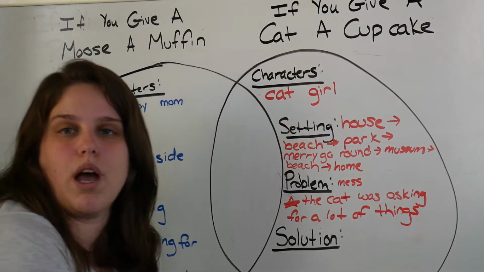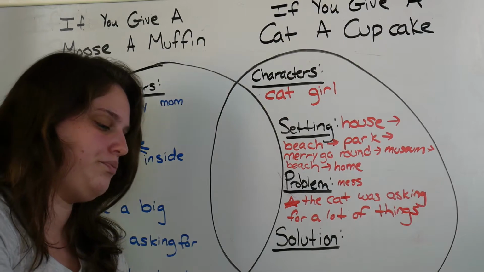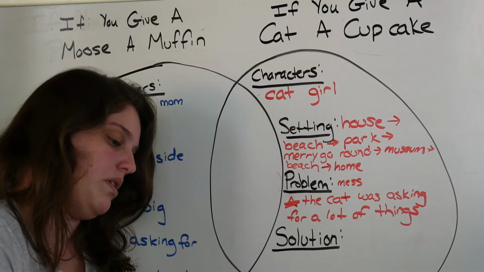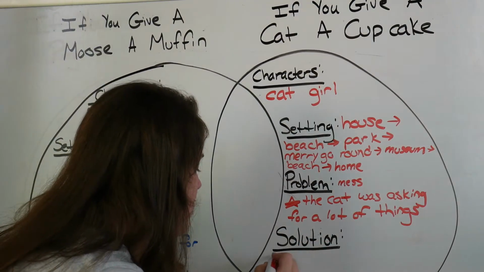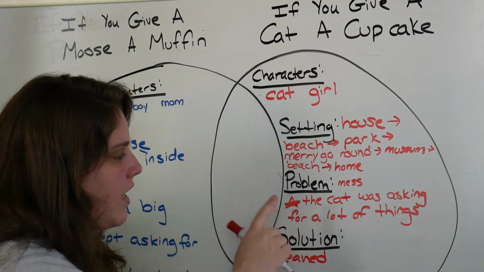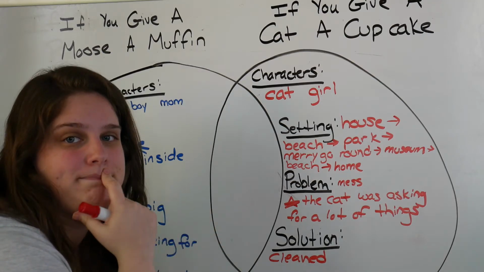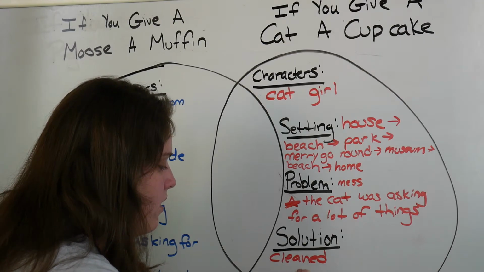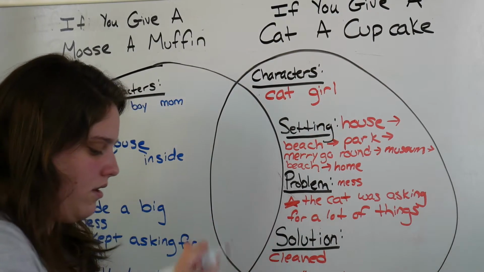Solution. Let's see. How was that problem solved? In the book, did they clean up the sprinkles? Let's check. Let's see. He might spill some on the floor. Cleaning up will make him hot. So he did. He cleaned up his mess. And then let's see. The cat was asking for a lot of things. Was the cat still asking for a lot of things at the end of the story? So that problem didn't get solved. So he was still asking. Alrighty.